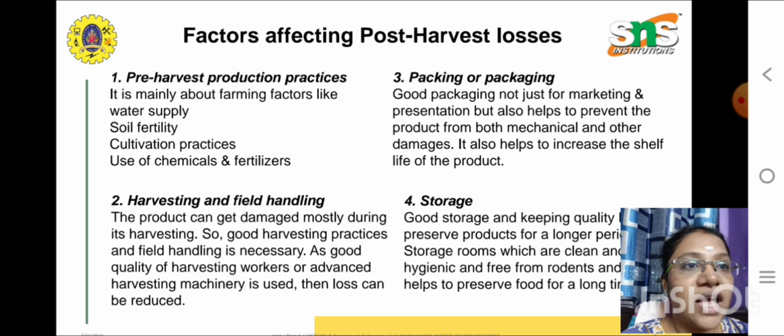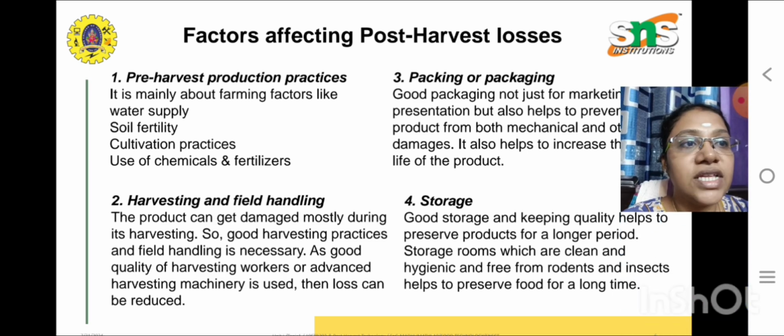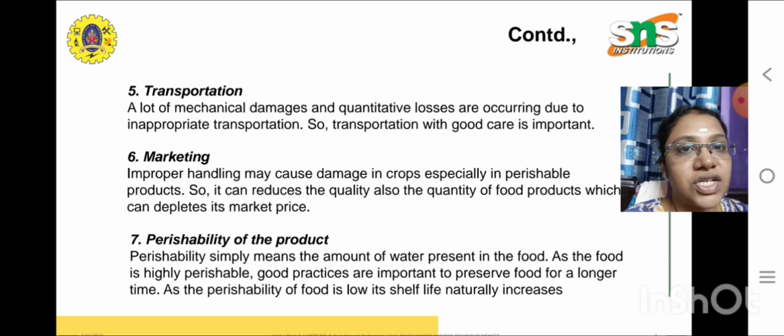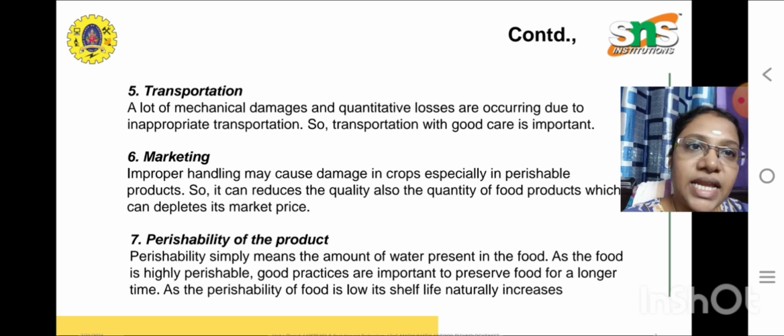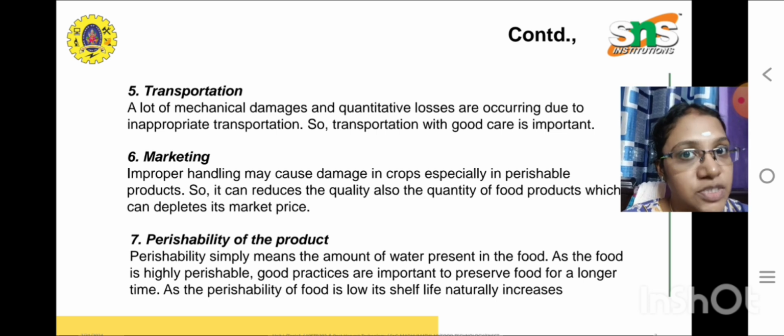And at last, we have to look into the storage and the keeping quality that will help to preserve the particular product for a longer time. We have to keep it in a hygienic place that is free from infestation. And the fifth factor that affects is the transportation. We have to go through many quantitative and mechanical damages if proper transportation is not taken into good care.